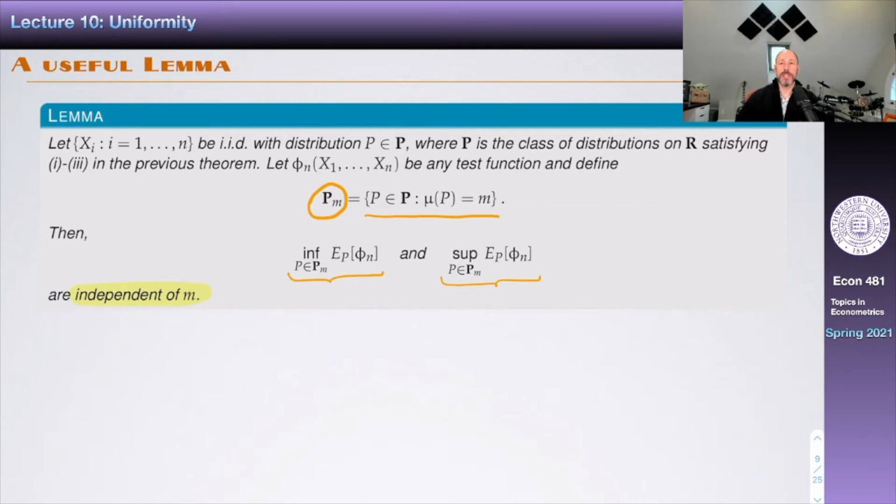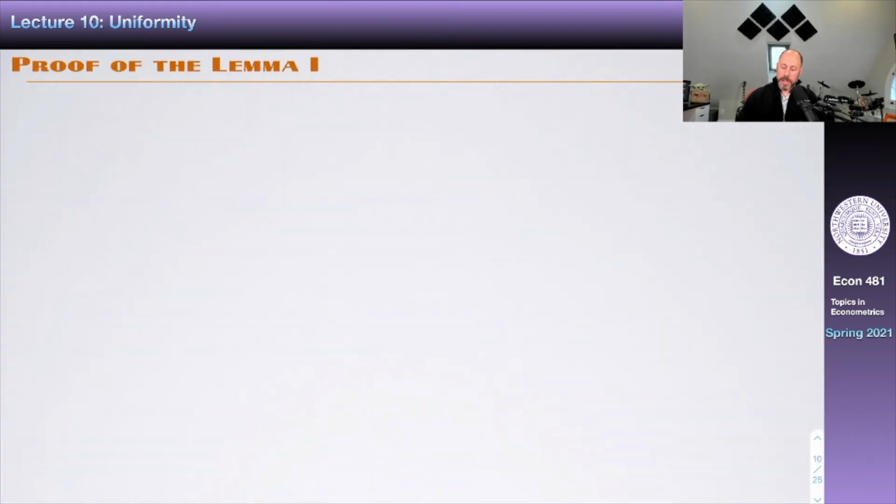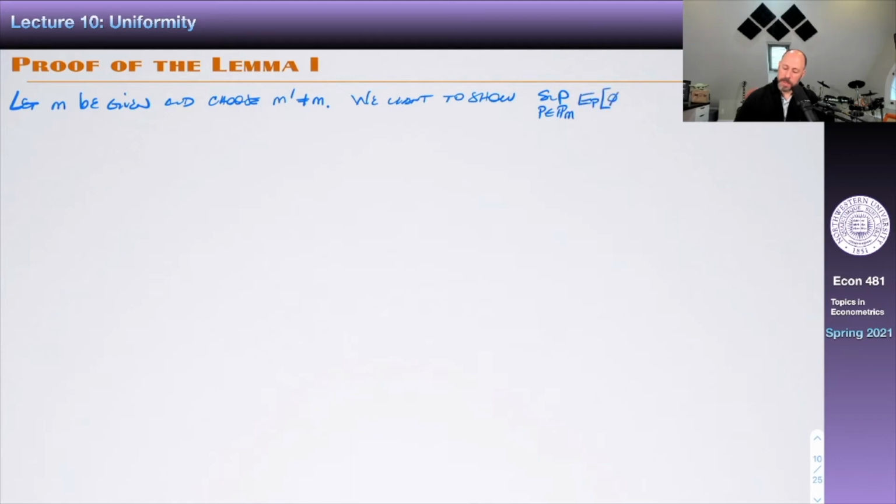Okay. Let's prove this. We're going to prove this lemma. We're going to do the supremum. Okay. I'm going to say, let m be given and choose m prime different than m. We want to show the supremum over P in bold P_m of the expected value under P of this test equals the supremum over P in P_m prime of the same rejection probability. This is what we want to show.